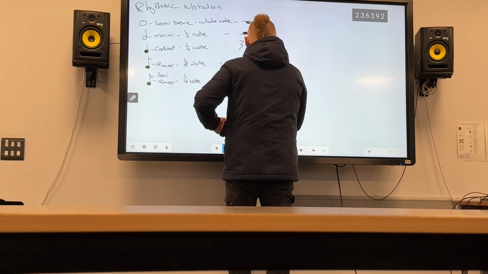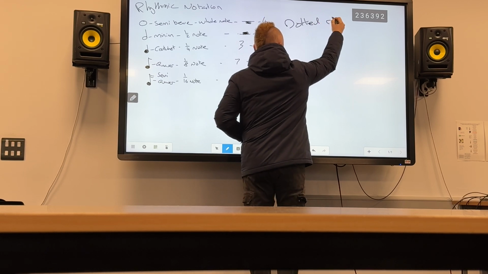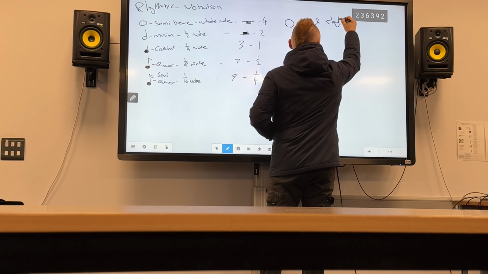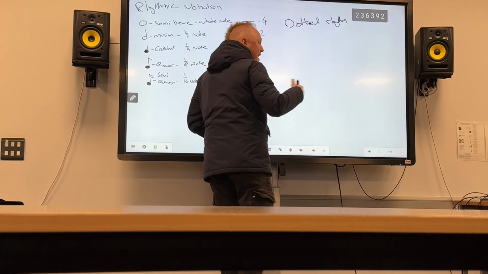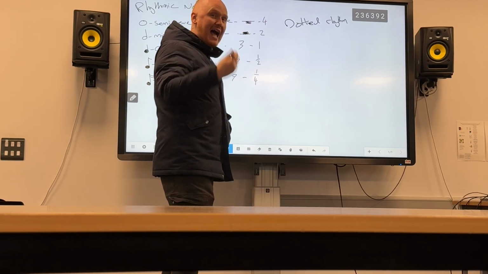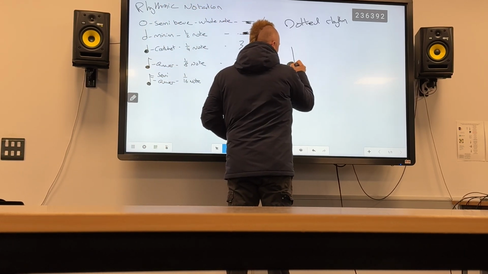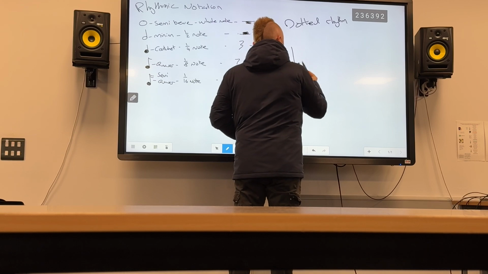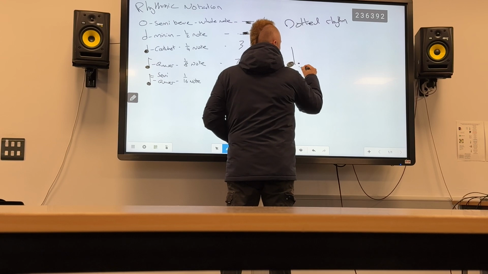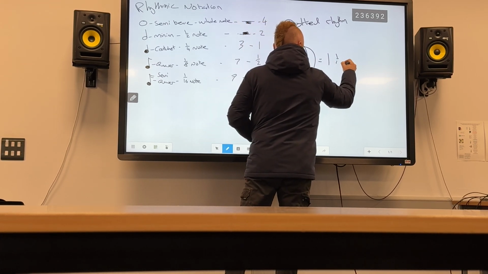We also have a tool in rhythm that we use called dotted rhythms. Okay, dotted rhythm. When you add a dot to a piece of rhythmic notation, it adds half of the value of the note it's attached to. So a crotchet is worth 1 beat, but if I put a dot to it, the dot becomes half of what the crotchet is, which means that the dot is worth half a beat. That means that a dotted crotchet is worth 1.5 beats.